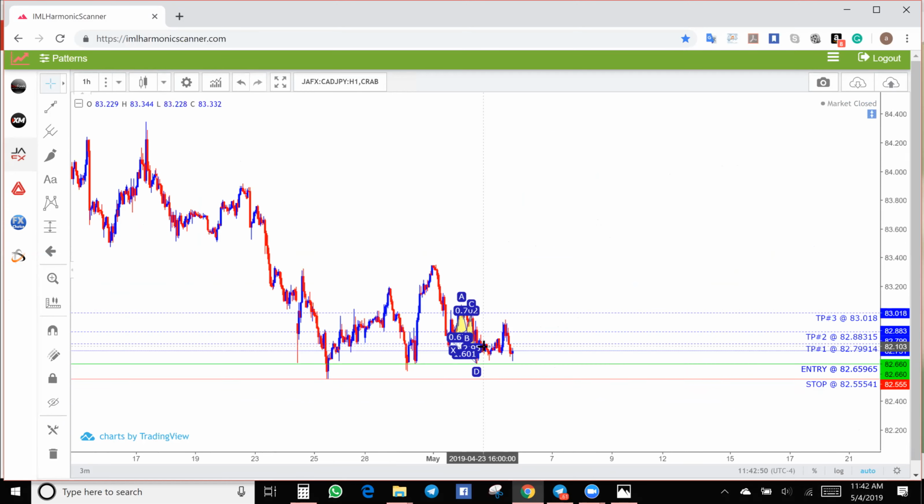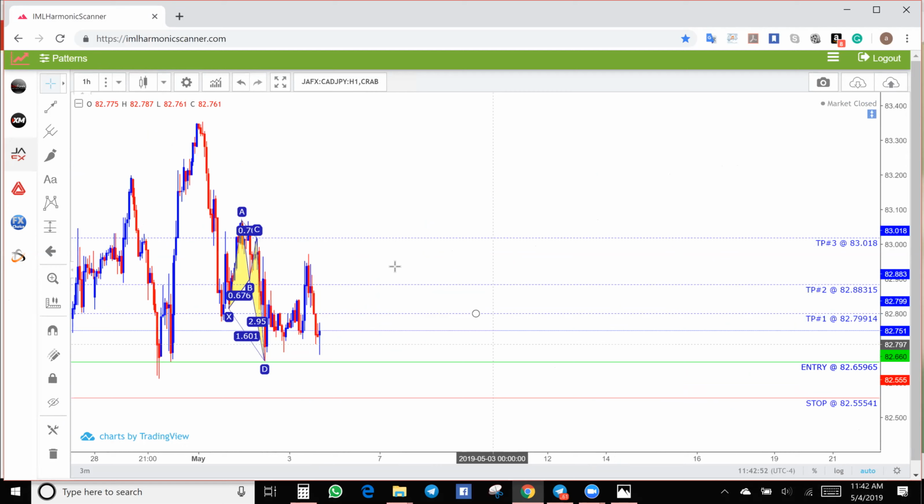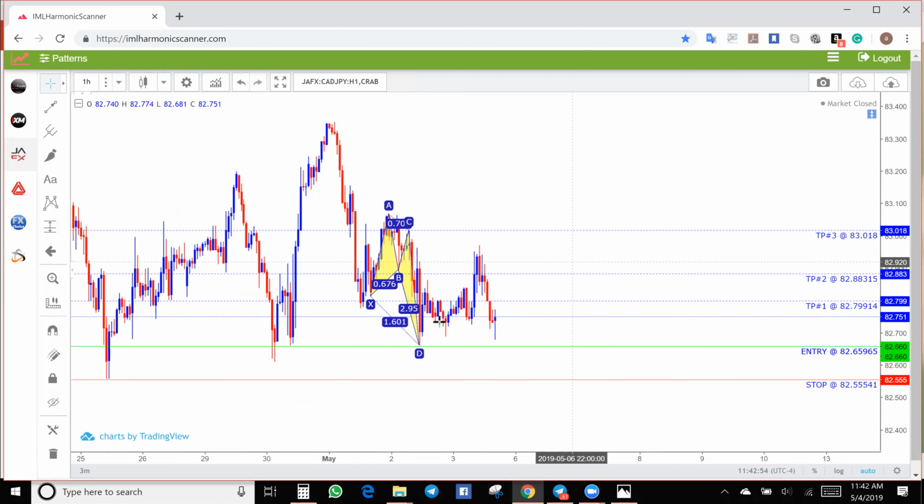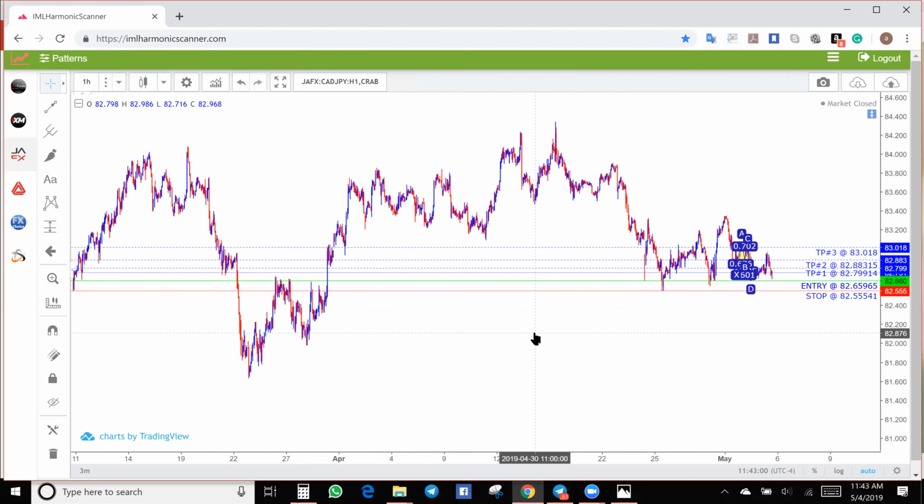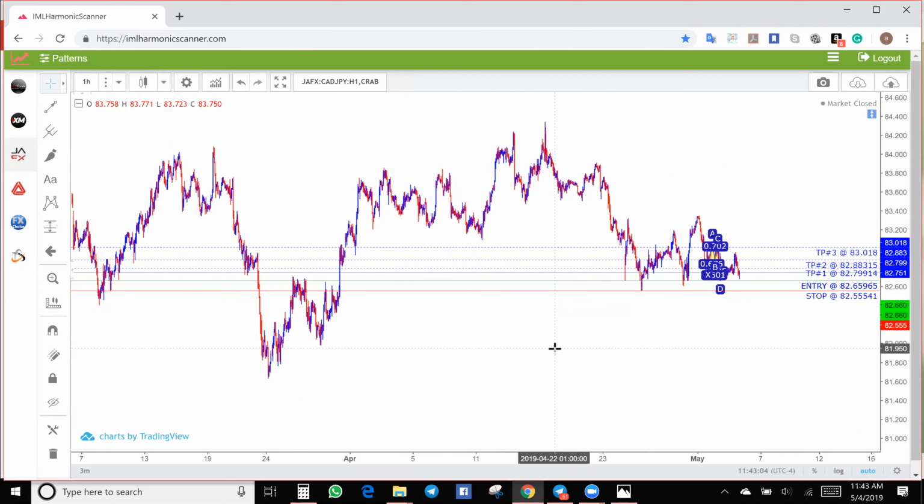We have CAD JPY for a buy. Ew, this kind of went up, came back down. Sometimes if the trade isn't looking that good, you want to leave it alone. But why not?